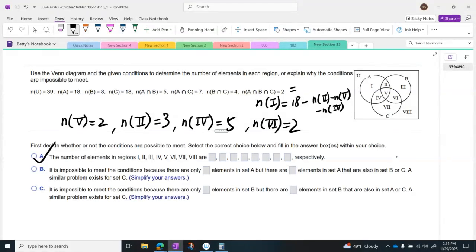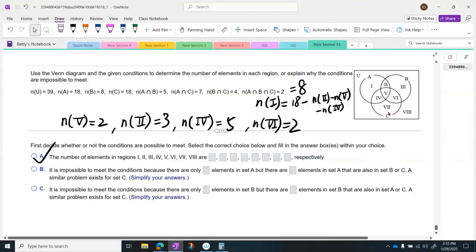And that gives us, so region 5 has 2 elements, region 2 has 3 elements, region 4 has 5 elements, so it's 10 elements, 8 elements. So region 1 has 8 elements. And similarly, you can find region 3 and region 7.